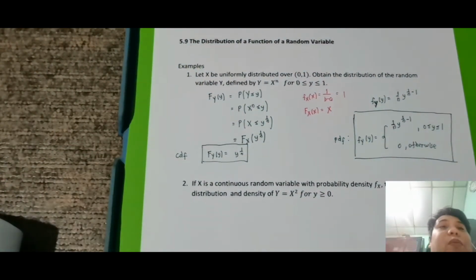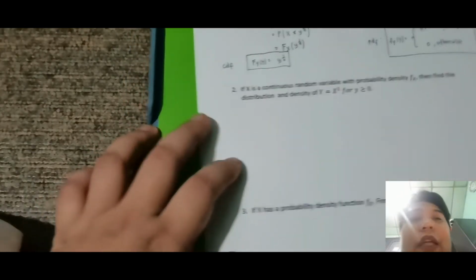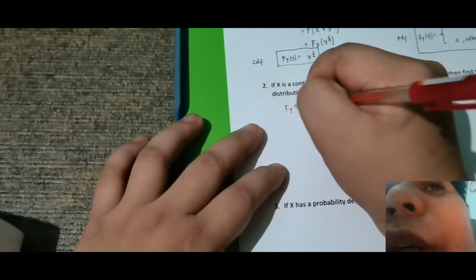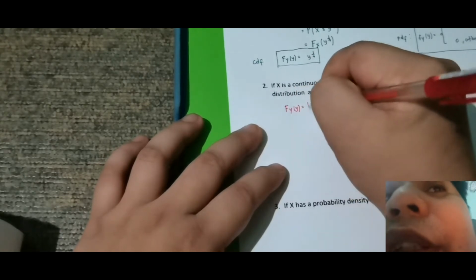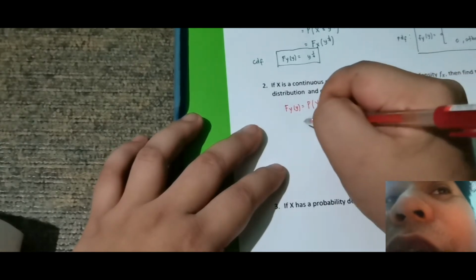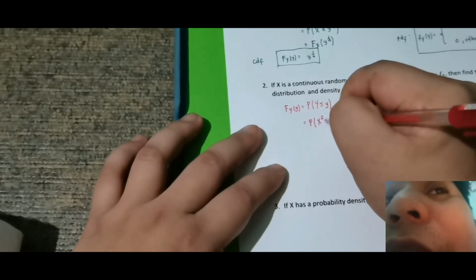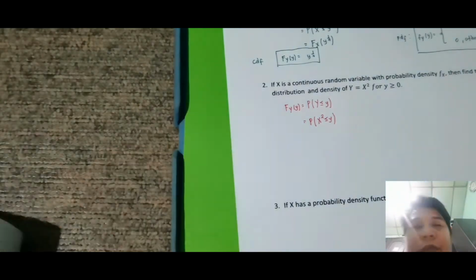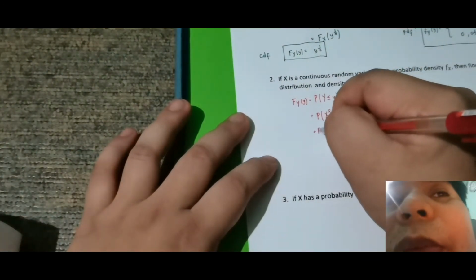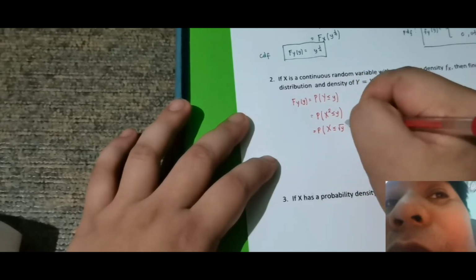So, probability of Y, so F sub Y of y. Doon yung pinakamagandang start na gagawin sa ganitong case. So, consider F sub Y of y. F sub Y of y is just equal sa probability of Y less than or equal sa y. Note that this is simply X squared less than or equal to y. Next is simply square root natin both sides kasi X yung hinahanap. So, this is just probability of X less than or equal sa square root of y.